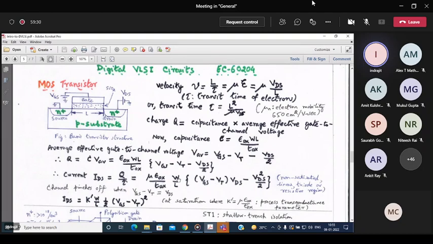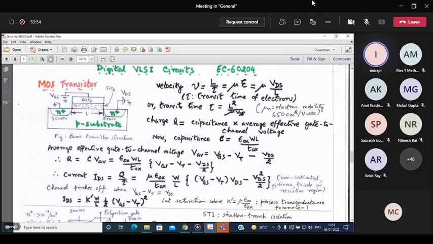W by L is very important. This is talked about as the aspect ratio, the width to length ratio, as all of you know. And mu epsilon Ux by Tx is talked about as the process transconductance. You have got the quadratic voltage dependence because of VDS square. And this is the expression for non-saturated, linear or triode.